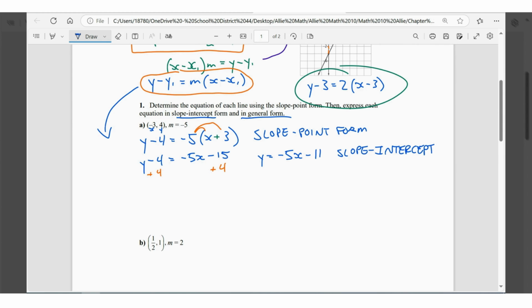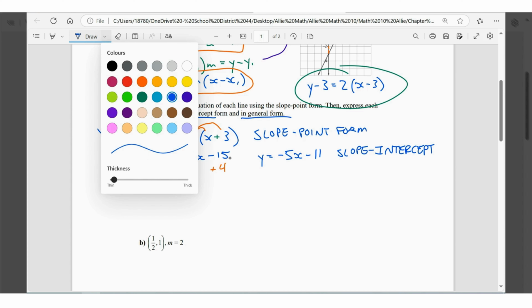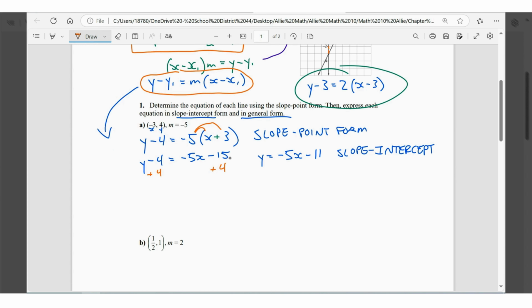Okay, and our last one, right here we have a negative x. We want our x, remember, to be positive. So let's move our x over to the other side, and let's move our 11 over to the other side. So let's plus 5x, and let's plus 11 to each side.